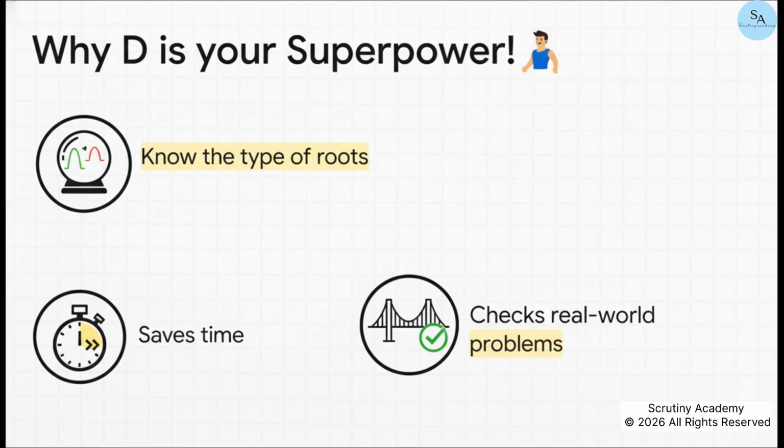So, just to recap, why is this so important? Why is this your new math superpower? Well, number 1, it tells you the answer type before you even start solving. Number 2, it saves you so much time in exams. And number 3, it helps you check if a real-world problem even has a solution. You should always do this first.